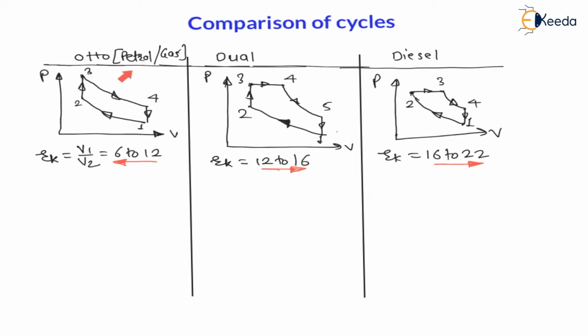Means petrol engine is supporting gas also, gas is fuel also. Therefore petrol engine is also called gas engine, right? And in case of diesel as well as dual, the fuel used is diesel. For diesel cycle and dual cycle, the fuel used is diesel. That's why, my dear students, dual cycle is also called semi diesel cycle. Diesel cycle is called diesel cycle, and dual cycle is called semi diesel cycle.